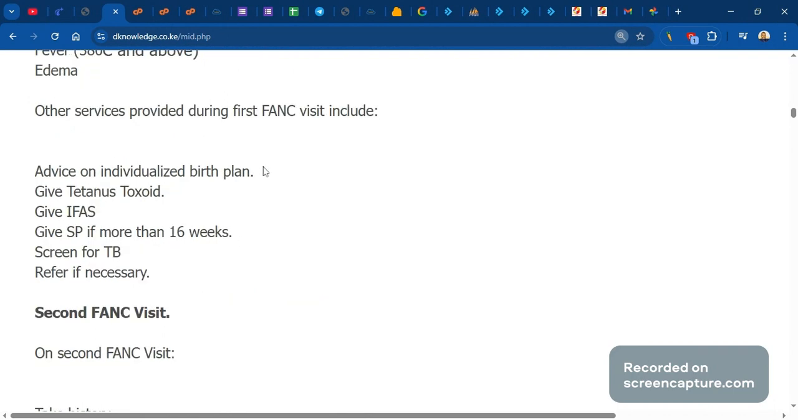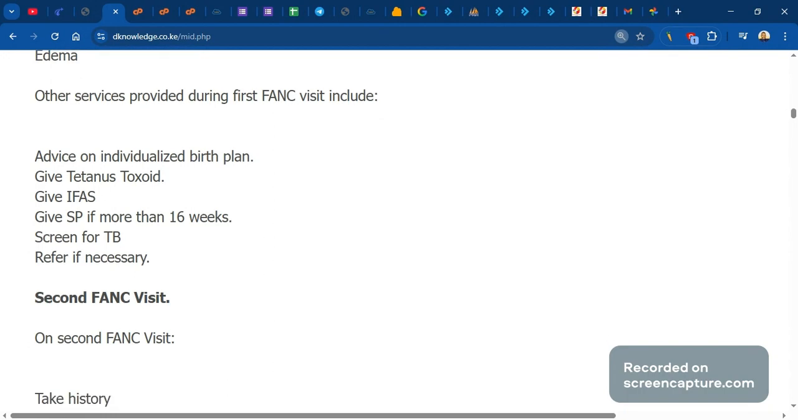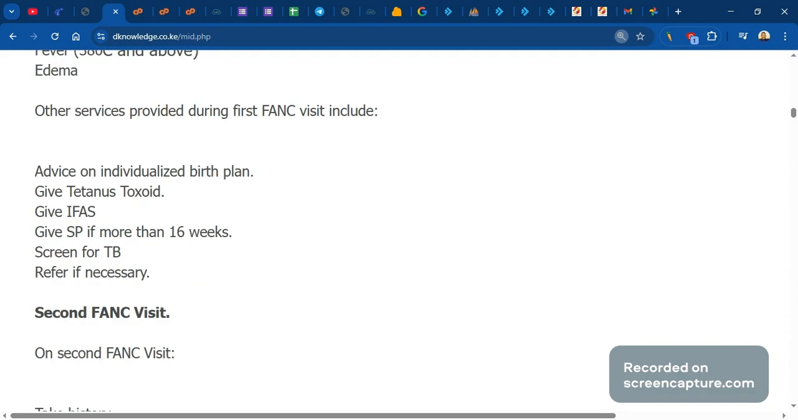So in the FANC, focused antenatal care, which you always give for very special people who have some predisposing factors, you should advise on an individualized birth plan. Give tetanus toxoid, give IFAS, that is iron and folic acid supplement. Give sulfadoxine-pyrimethamine, SP, after 16 weeks for prophylaxis of malaria. Screen for TB, refer if necessary. That is on the first visit.